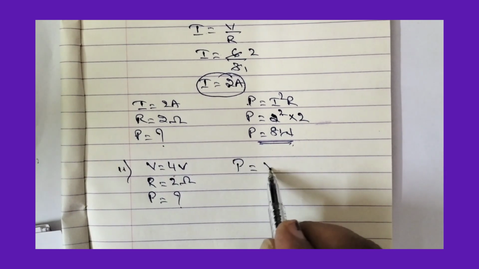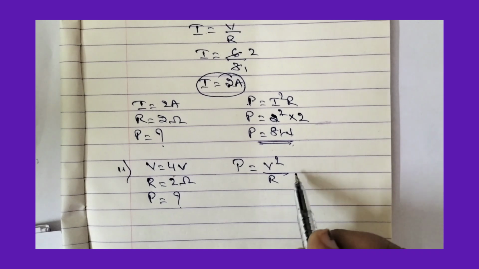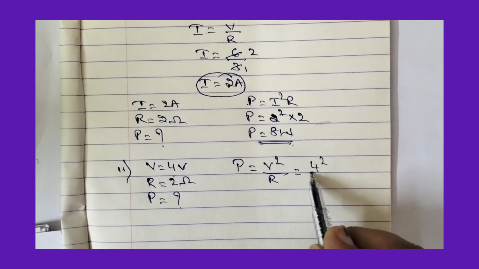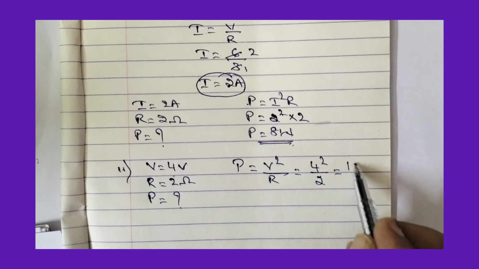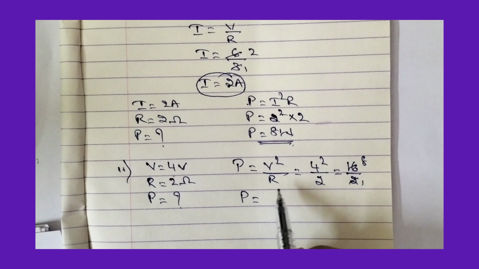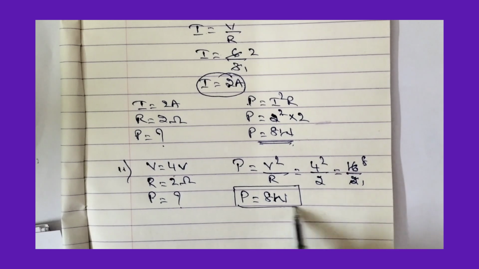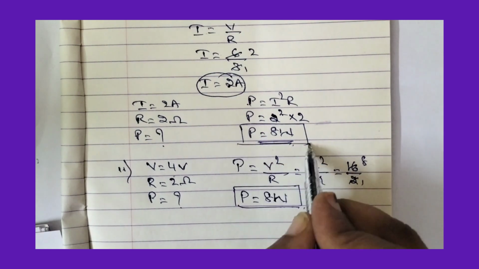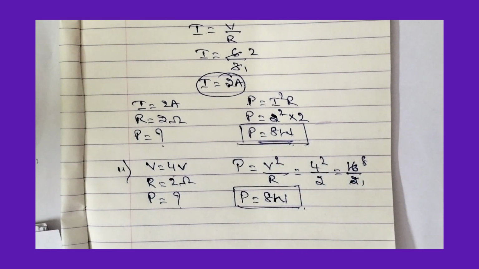So P is equal to V square by R. That is equal to V square is 4 square by R. So 4 square is 16 by R is 2. 2 eights are 16. Therefore, the power used in the 2 ohm resistor when 12 ohm and 2 ohm are connected in parallel is equal to 8 watt. So like this we have to calculate the power in the 2 ohm resistor when 1 ohm and 2 ohm are connected in series and 12 ohm and 2 ohm are connected in parallel.